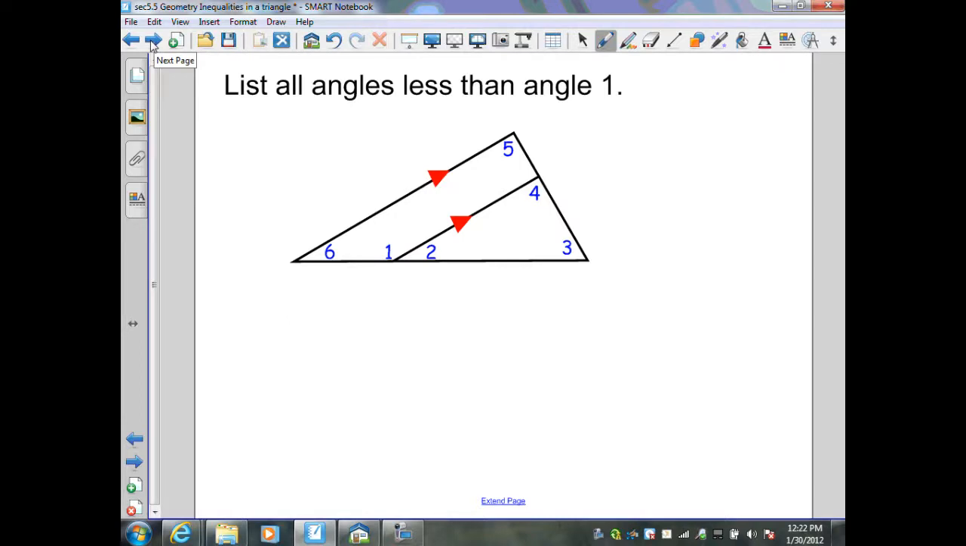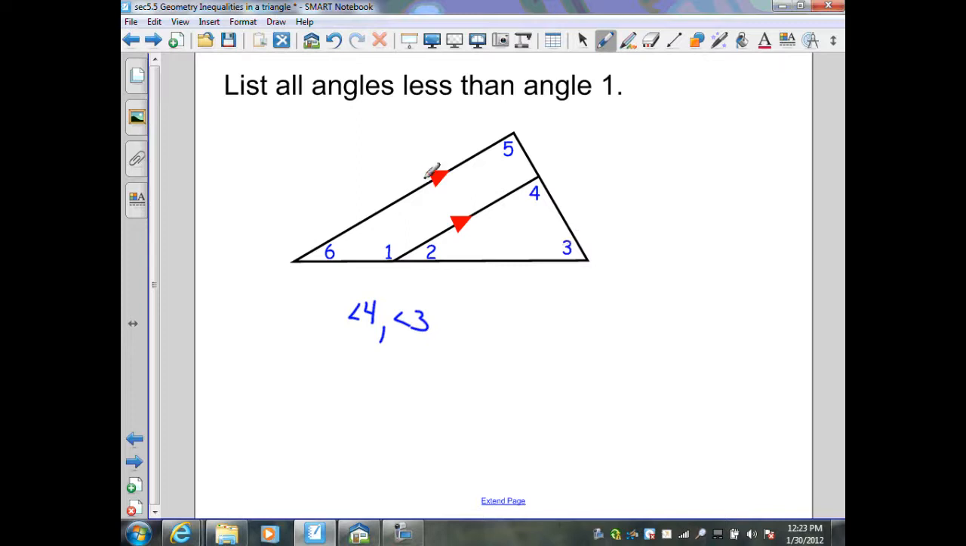Let's take a look at an example of this corollary. In this diagram, we want to list all angles less than angle 1. Here, angle 1 is an exterior angle to the small triangle. Therefore, angle 1 must be greater than angle 4 and angle 3. And that's based on the corollary to the exterior angle theorem. The exterior angle is greater than either remote interior angle.